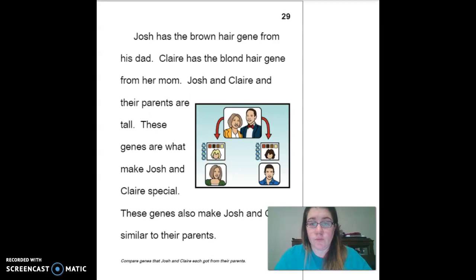Josh has the brown hair gene from his dad. Claire has the blonde hair gene from her mom. Josh and Claire and their parents are tall. These genes are what make Josh and Claire special. These genes also make Josh and Claire similar to their parents.